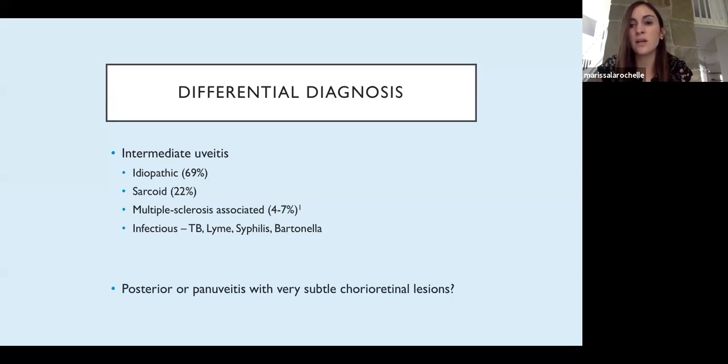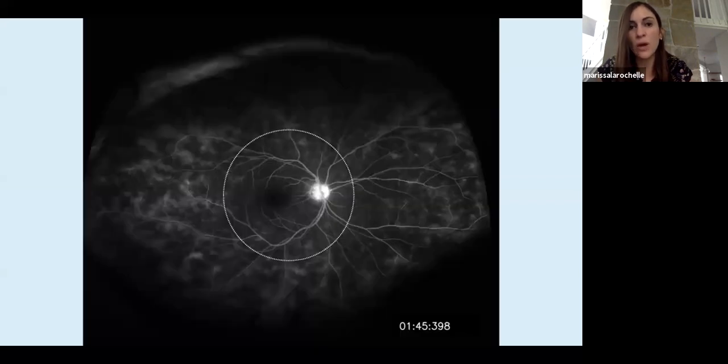Could this be panuveitis or posterior uveitis, and it's just a hazy view, and we can't see the retina or choroid well enough to see if there's inflammatory nodules or lesions? That's possible. So I think it would warrant doing fluorescein angiography or an ICG to look for posterior involvement. This is a wide field angiography of the right eye. We can see there's optic nerve leakage. And then in the periphery, we can see this fern-like retinovascular leakage, which is very classic for intermediate uveitis.